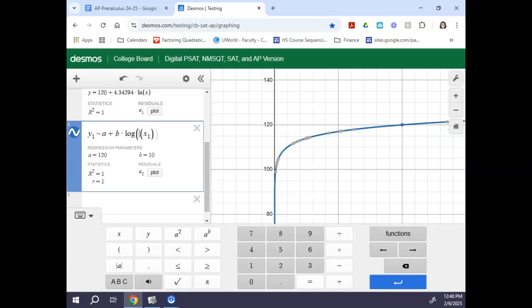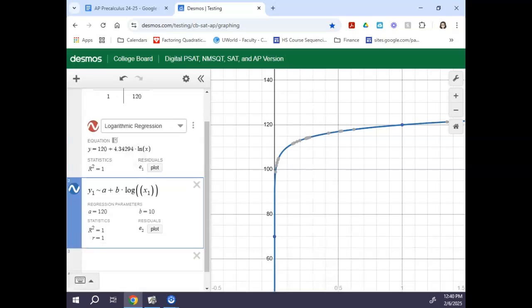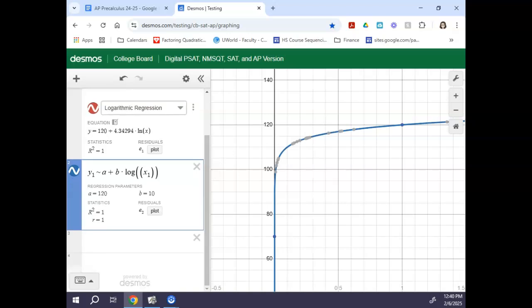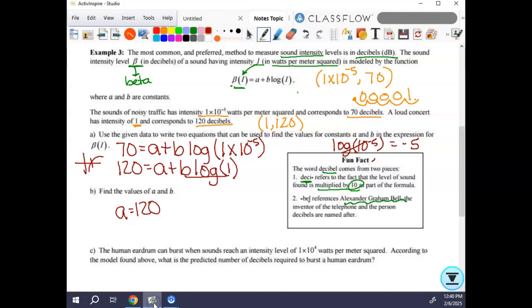And look, it's 120, just like we knew. And this is a nice, pretty number 10 because we could have done it by hand, nice and pretty. But again, we got the calculator. So A equals 120, B equals 10. Everybody good so far?